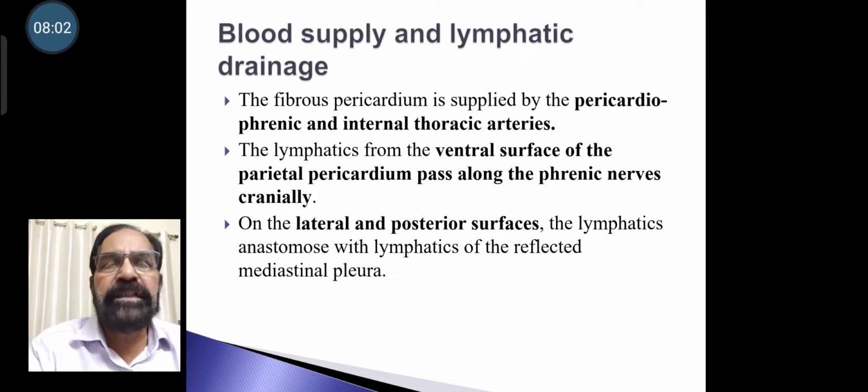Blood supply and lymphatic drainage. The fibrous pericardium is supplied by pericardiophrenic and internal thoracic arteries. Lymphatics from the ventral surface of the parietal pericardium pass along the phrenic nerves cranially. On the lateral and posterior surfaces, the lymphatics anastomose with lymphatics of the reflected mediastinal pleura.